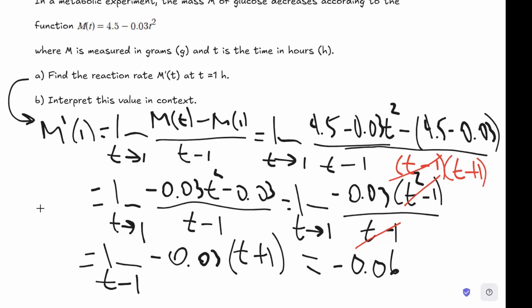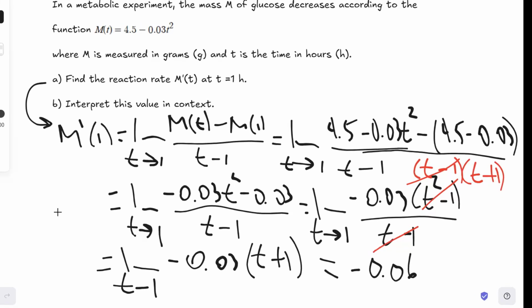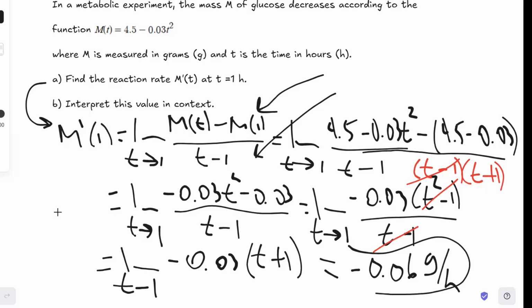Now, because this problem is in context, the negative 0.06 would have units. And think about how we developed this. We did the change in mass divided by the change in time. So the units are going to be grams per hour. That is our answer to part A. Part B asks us to interpret this value in context.